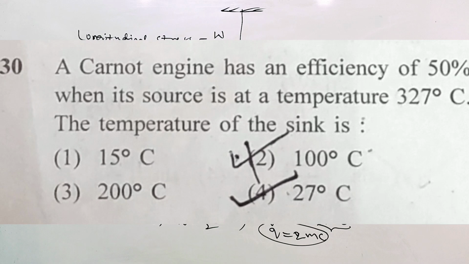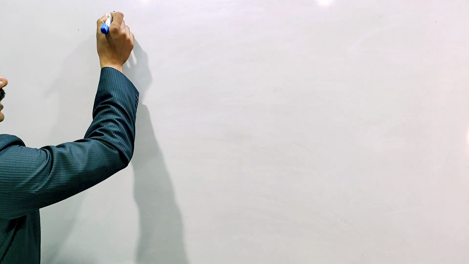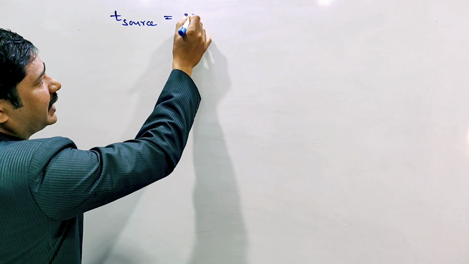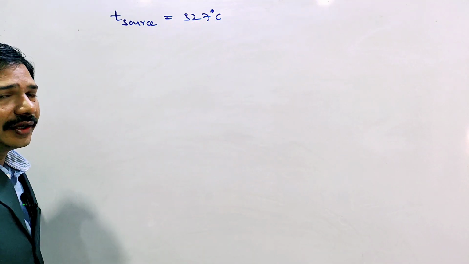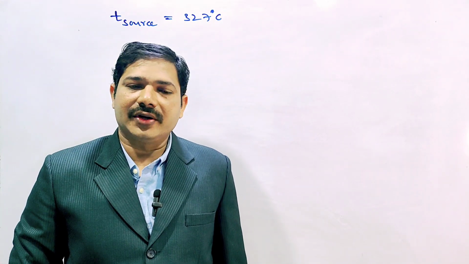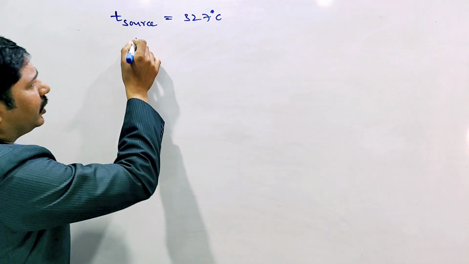A Carnot engine has an efficiency of 50%. Its source is at a temperature of 327 degrees centigrade. The temperature of the sink is. In this Carnot engine, the source temperature is given, they are asking the sink temperature. Source temperature T source, how much is given? 327 degrees centigrade given. So for the Carnot engine, we have to convert the temperatures into kelvins.